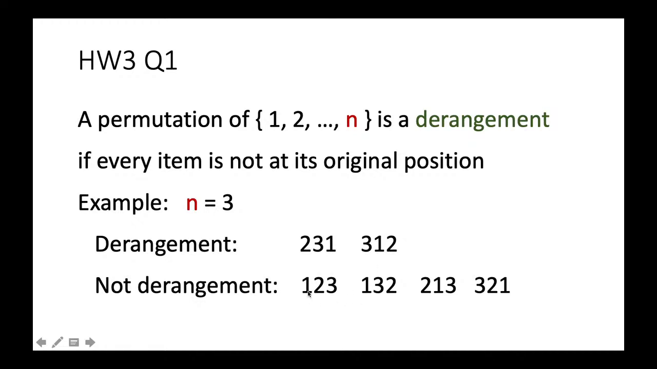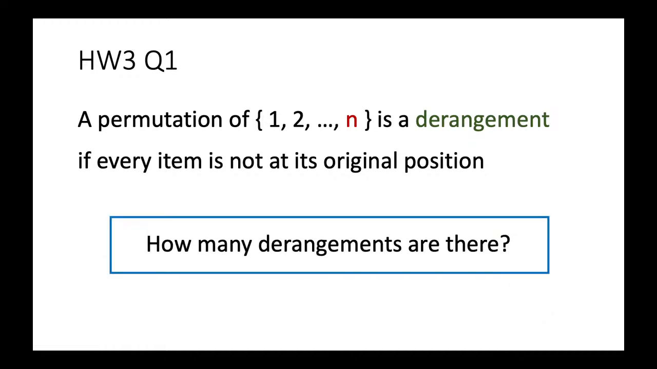But 1, 2, 3 is not. 1 stays, right? 1, 3, 2 is not because 1 stays. 2, 1, 3 is not because 3 stays. And 3, 2, 1 is not because 2 stays. Is that okay? So in that sense, out of the 3 factorial permutations, we find that 2 of them are derangements, and 4 of them are not derangements. Okay? Our target here is to find out how many derangements there are for general n.